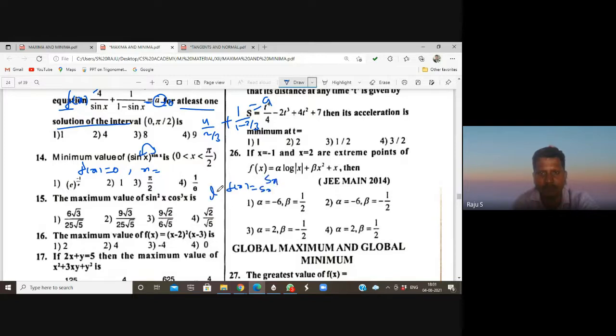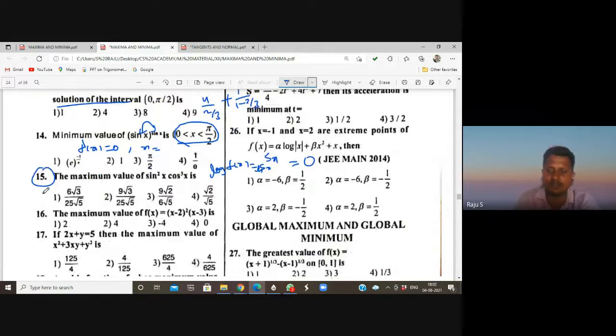For function power function, take f of x as sin x power sin x, take log on both sides, then differentiate and equate to 0. When you differentiate and equate to 0, you are going to get the x values. That x is the critical point, and you have to check whether it belongs to 0 to 90 or not. This you can try, students. It is very easy only.